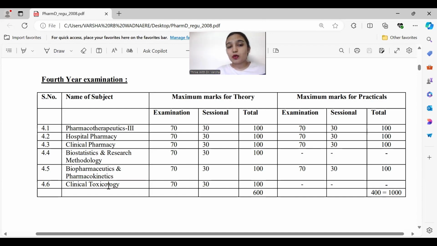We will see that there are a total of 6 subjects having sessional as well as university exams for all the subjects. You will not be having any practicals for biostatistics and research methodology as well as for clinical toxicology. Rest, every scheme is the same just like your previous years. That is 70 marks for your university exam and 30 marks for your internal sessional exam, and those get calculated in total to become 100. And for practicals, the same scheme is there.